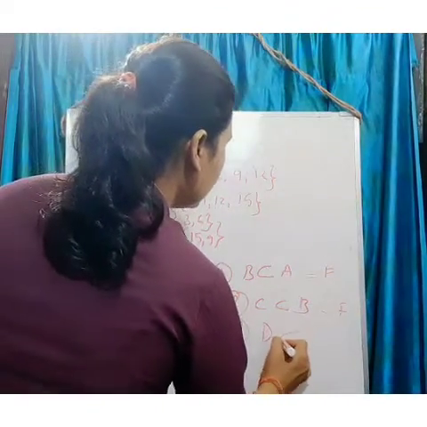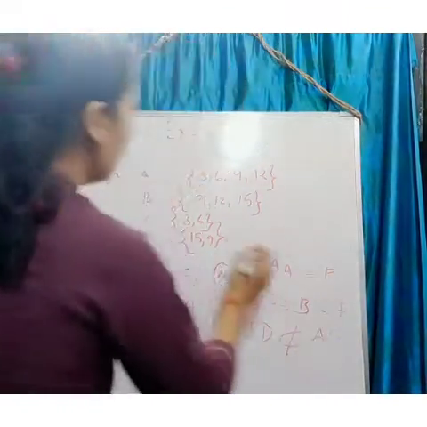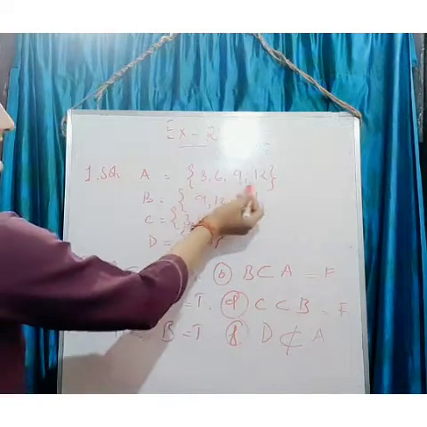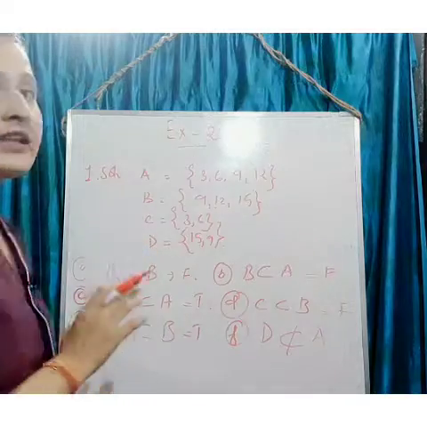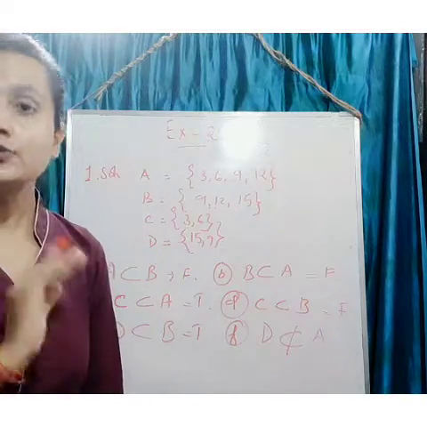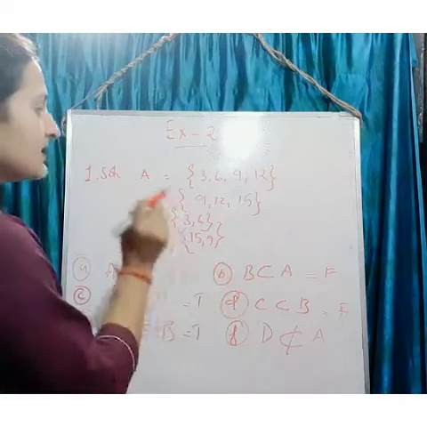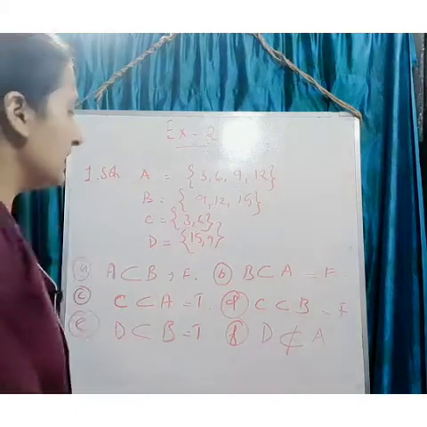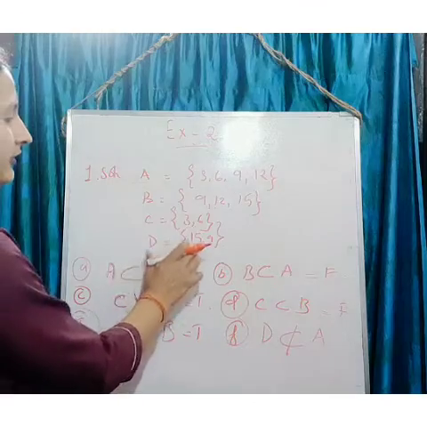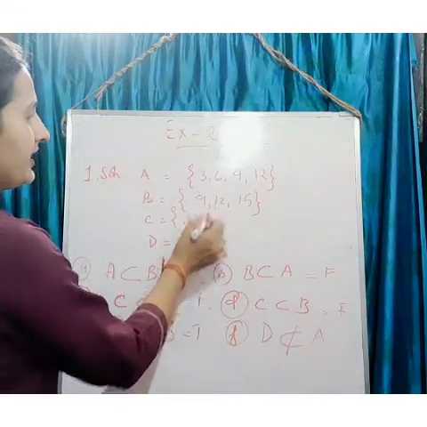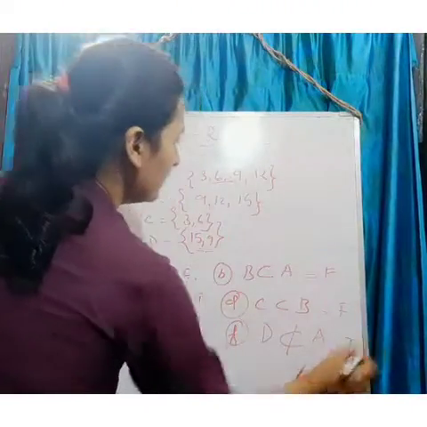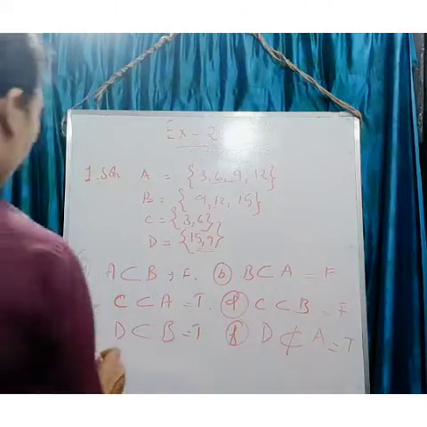Then F. D is not a subset of A. So D is 15 and 9, and A is 3, 6, 9, 12. It is said that D is not a subset. Yes, this statement is true, because to become a subset, A should have these elements, right? But 15 is not there. So this is true.